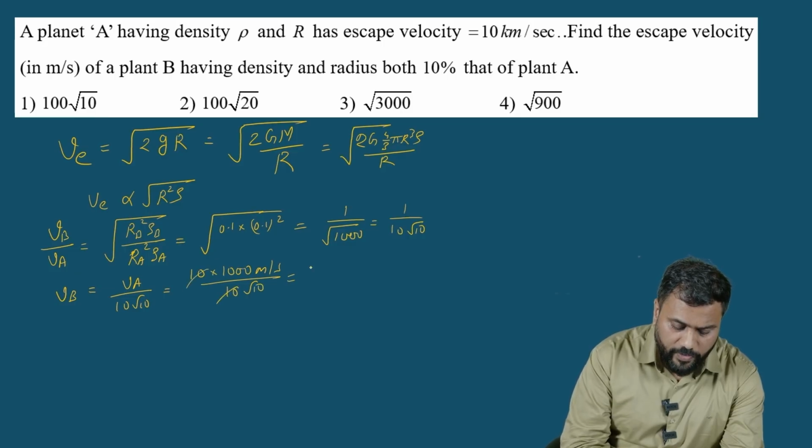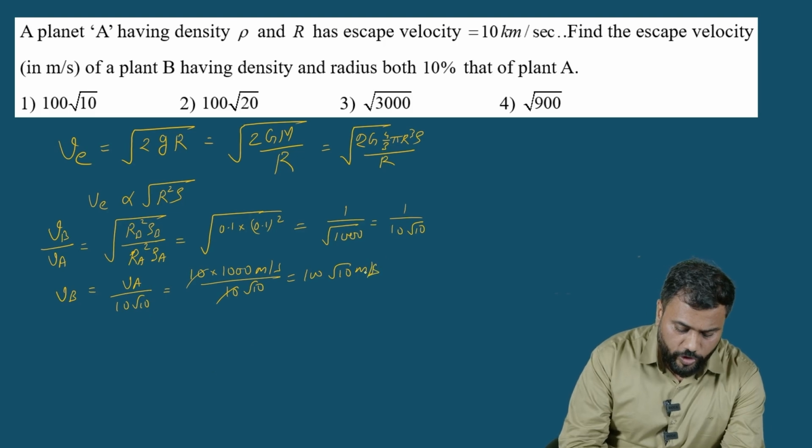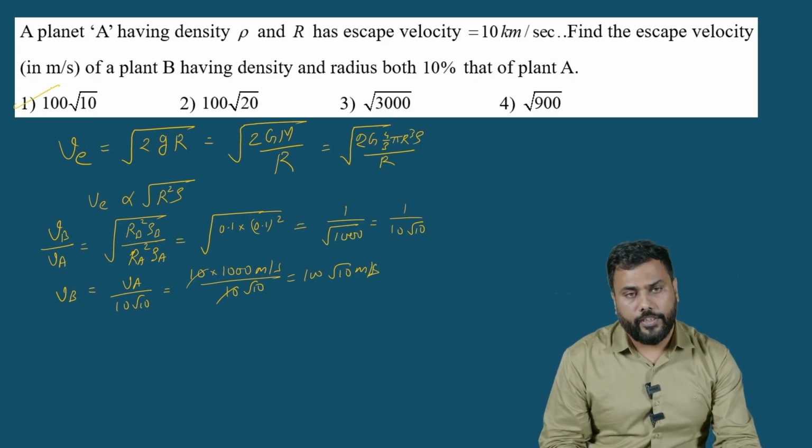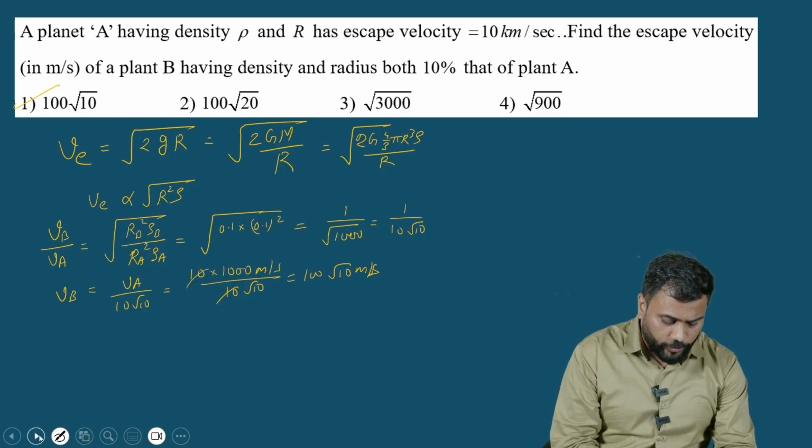So 110 will cancel. This is 10 root 10 meter per second. So which option is correct? I think first option is correct here. Let us proceed to the next question.